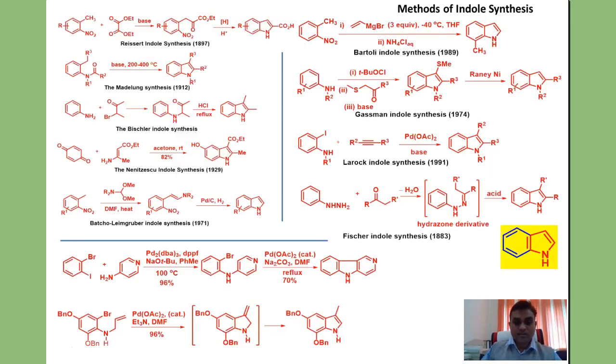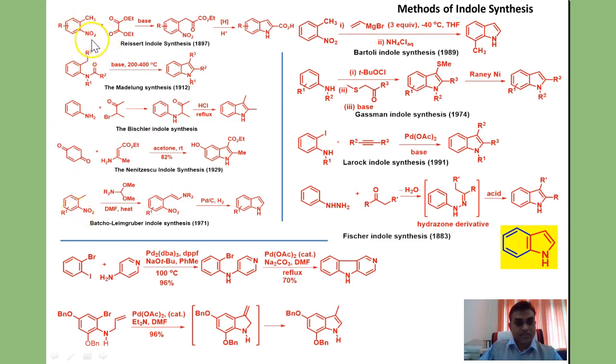Now before starting the actual discussion on these three methods, that is Bartoli indole, Gassman indole and Larock indole synthesis, which are part of today's discussion, let us have a revision of what we have learned in the previous class. In the previous class we completed five syntheses of indole: the Reissert indole synthesis, the Madelung synthesis, the Bischler indole synthesis, the Nenitzescu indole synthesis and the Batcho-Leimgruber indole synthesis. Now, in all these cases, we start with an appropriately substituted benzene.